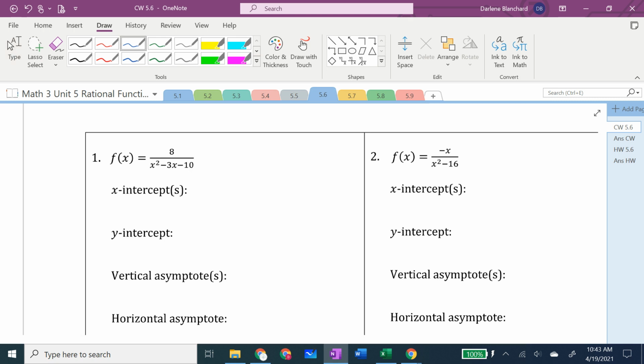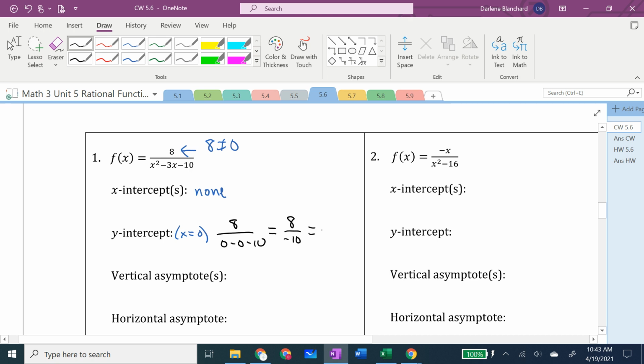X-intercept is what makes the numerator 0. 8 can never equal 0, so there are none. Y-intercept is found by plugging 0 into all the x's. When I plug 0 into all the x's, I get 8 over 0 minus 10. So 8 over negative 10 reduces to negative 4/5.